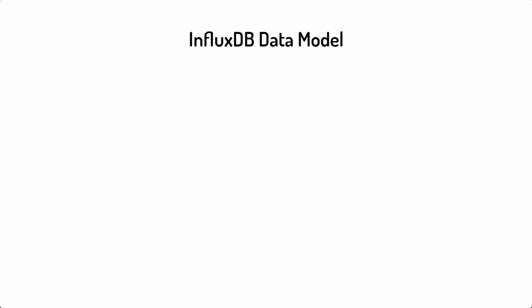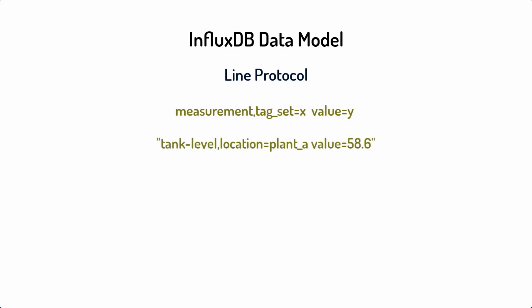Now, while InfluxDB is capable of handling data in JSON format and primitive types such as float, they've got their own textual format called the line protocol, which is specified as measurement, tagset, space, value. So in this demo, we're going to use the InfluxDB textual format. And in our case, the text will be tank level, location equals to plant A, space, value equals to 58.6. So what this means is that we have to concatenate our tank level value to this string format and publish it to our MQTT broker.